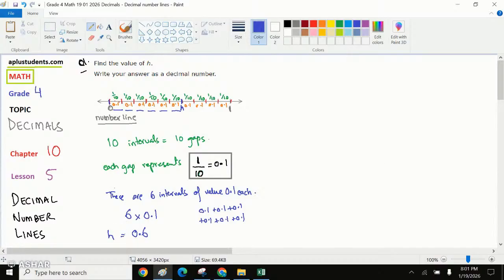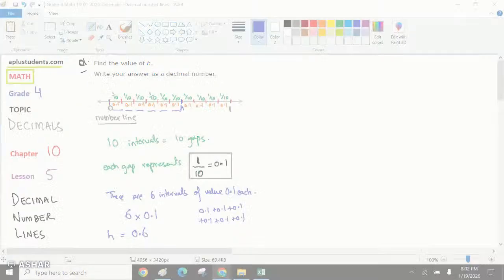Do we agree on this? Yes, thank you, Eddie boy. It is 0.6. The most important thing for us is to count the intervals. If we can count the intervals and know the value of one gap or one interval, then we simply multiply or add them together. Let's look at the next question.